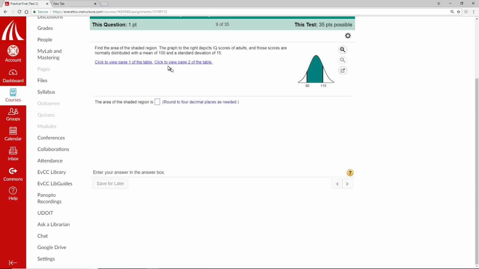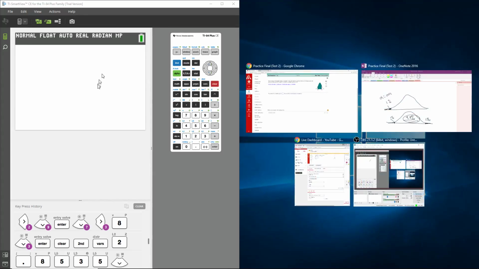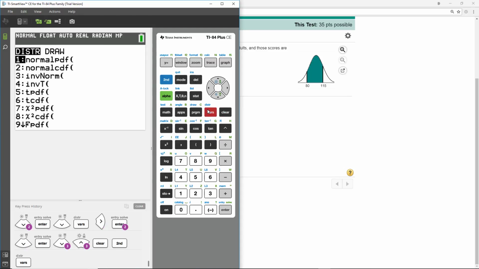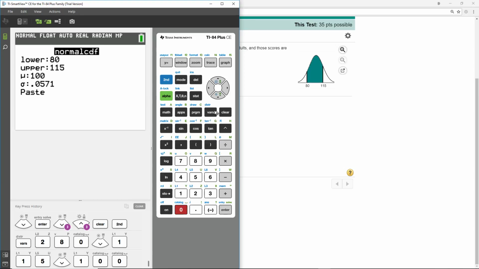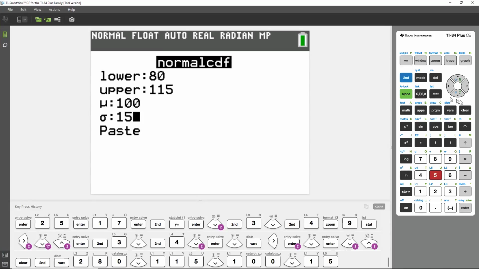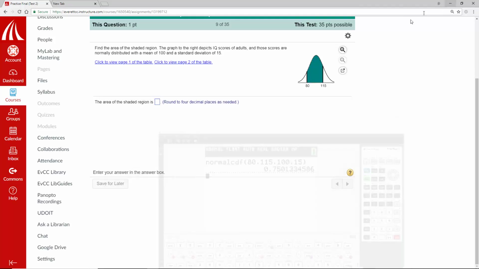The area of the shaded region, we're talking mean, 15. That's normal CDF all day. Normal CDF. So we're going to do second, distribute. Number 2, my lower bound is 80. Upper bound is 115. And my mean was 100. And my standard deviation was 15, I believe. Let me double check that. Yeah, it was 15. 0.7501.